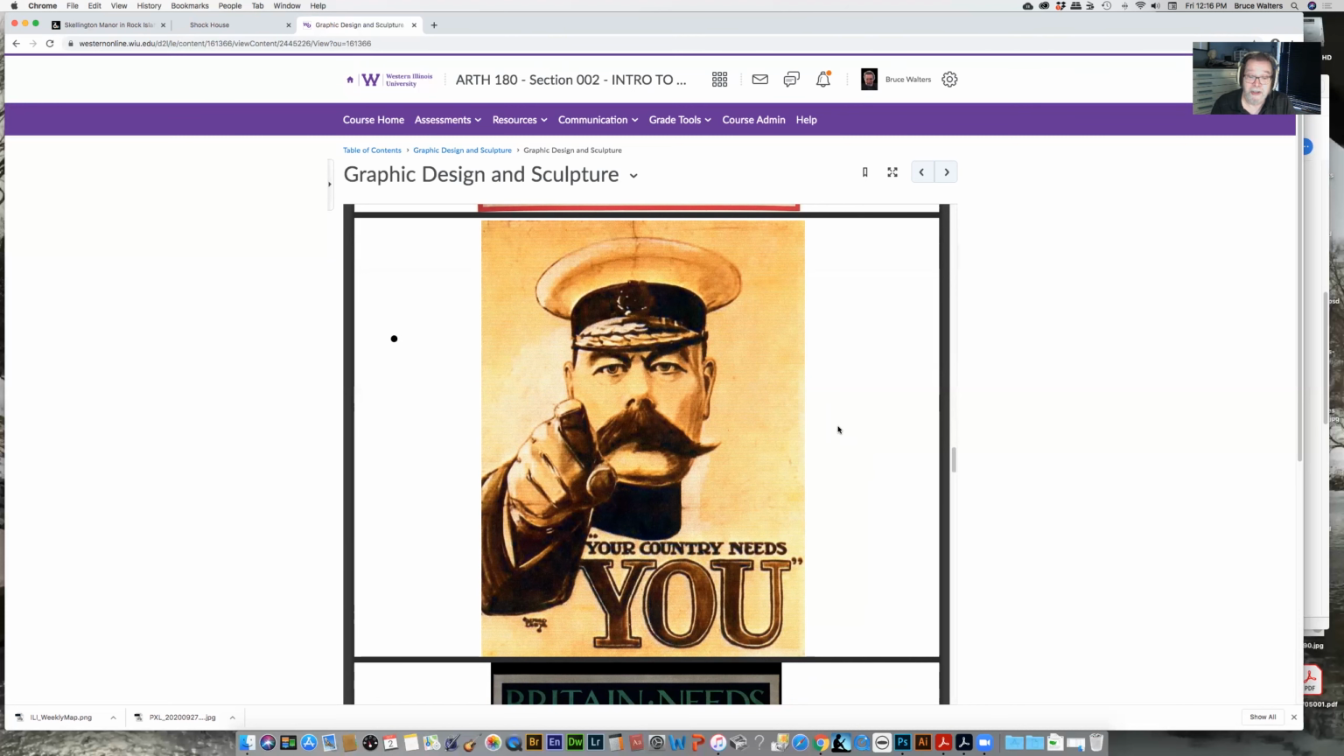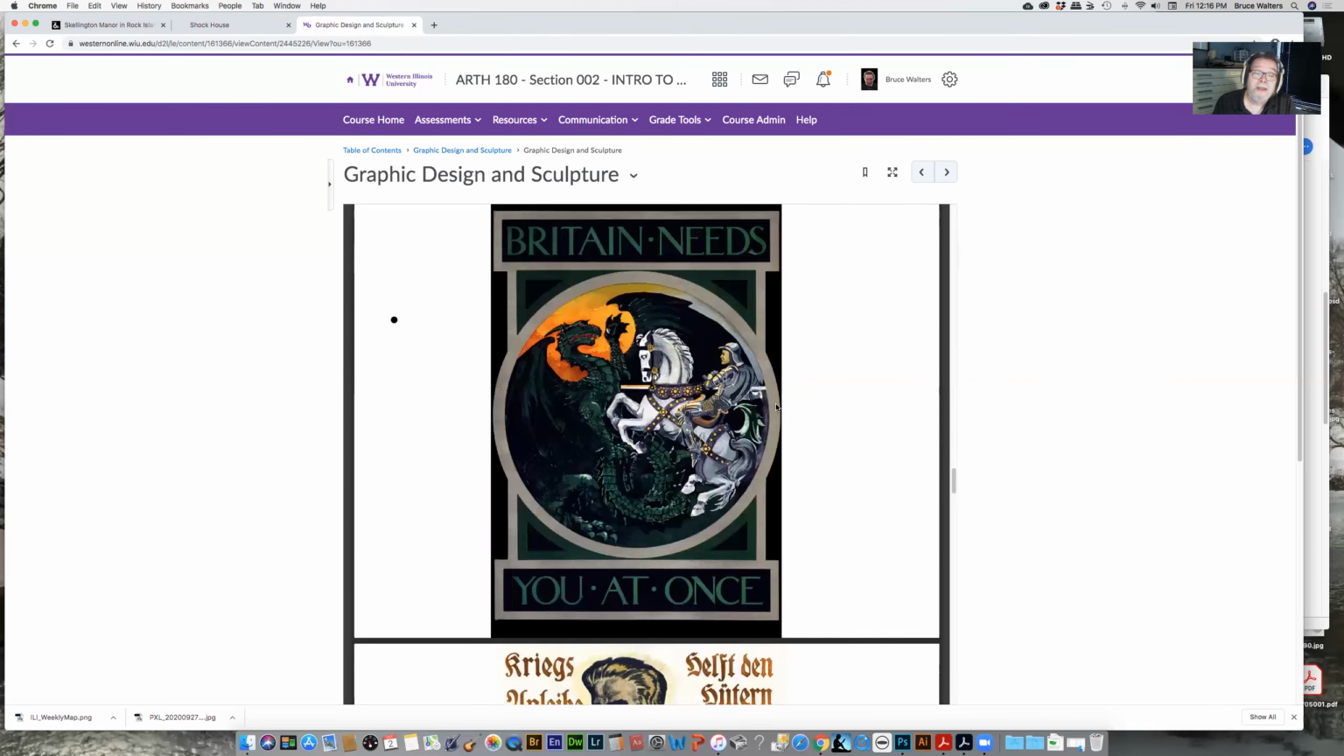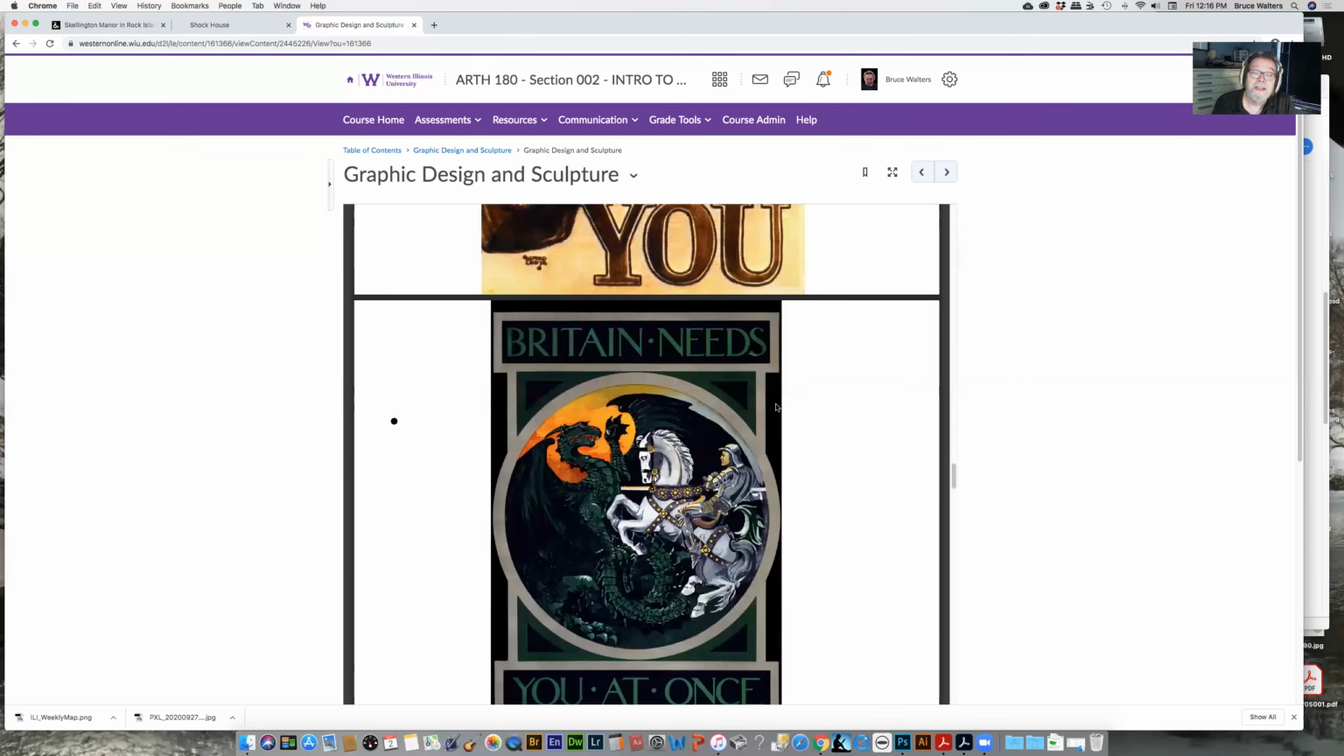This is Lord Kitchener. He's in the British military. We have this very direct appeal. He's pointing to you. The word you is emphasized. There is no ducking your responsibility. And if this is an English poster, here's another one.